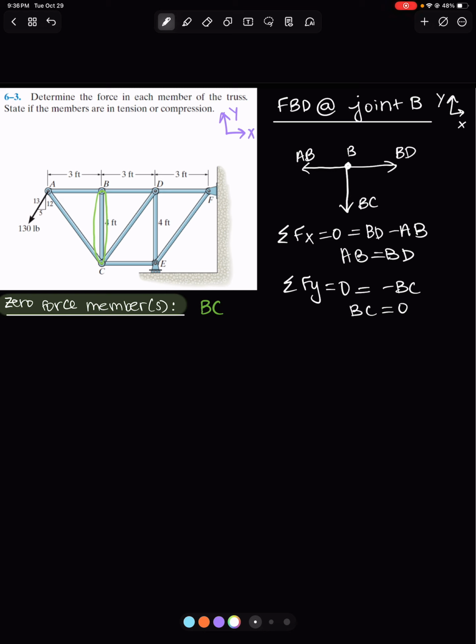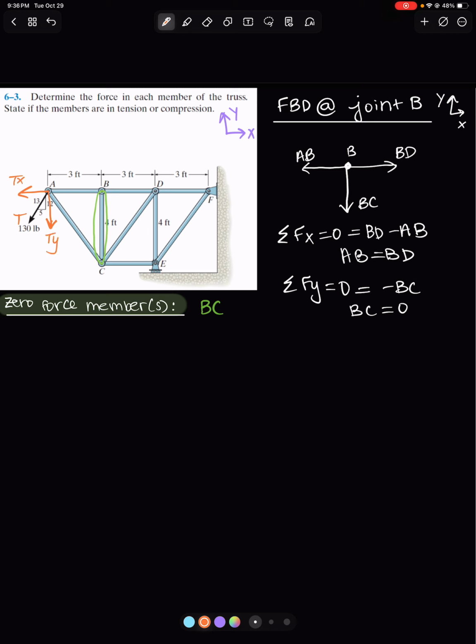Moving on, let's go ahead and identify our support reactions. Let's notice this 130-pound force on the left side of our truss. I like to break it into its components because some people, for their support reactions, will just guess the direction, and there's nothing wrong with that. But I like to try and deduce what direction they'll be going. So I'm going to call this force T, with components Tx and Ty.